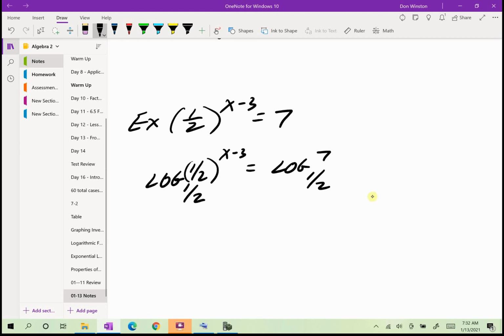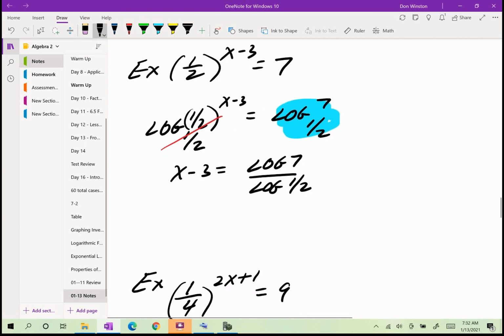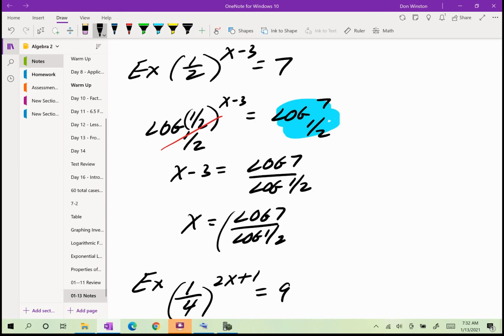Okay, so again, this is inverse properties. That cancels out. I get x minus 3. And then I'll immediately convert this to common logs. So this would be common log of 7 divided by the common log of 1/2. And then I'll add 3. So my answer will be common log of 7 divided by the common log of 1/2, and then plus 3. So that would be my final answer.